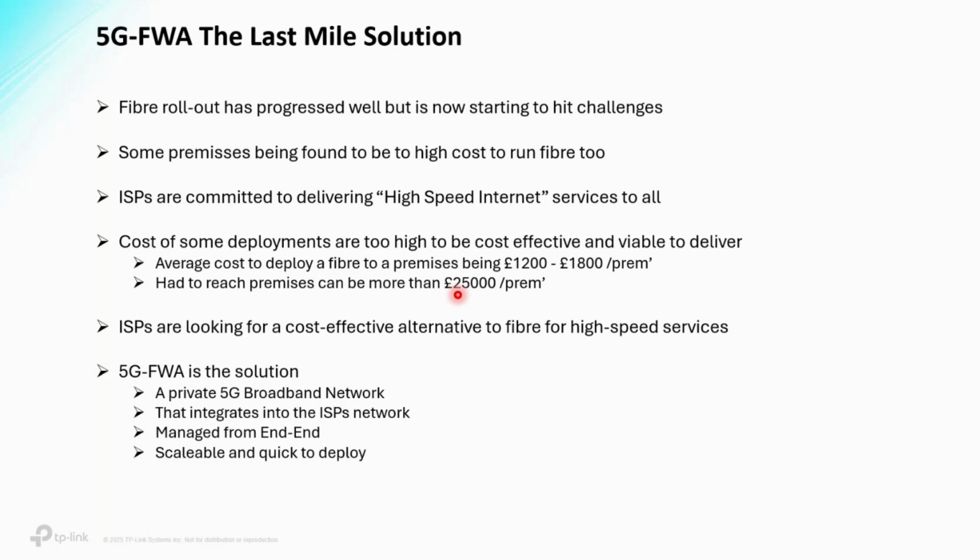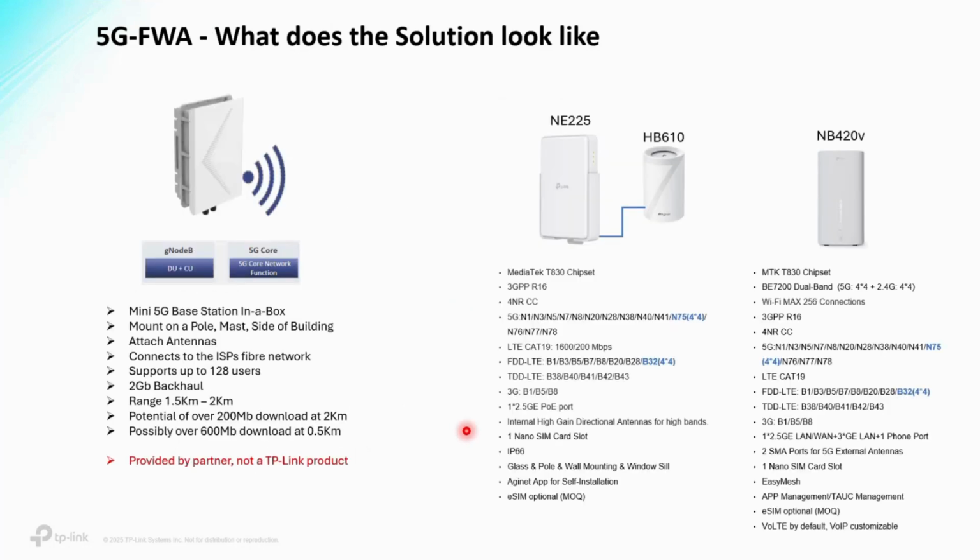So a solution to be able to actually get a high-speed broadband connection to those people, those difficult to reach, is the 5G FWA solution. So we have products. TP-Link have had products for a while on the 5G side where you can do this. Here they all are. I've shown these a few times. You will have seen them, hopefully.